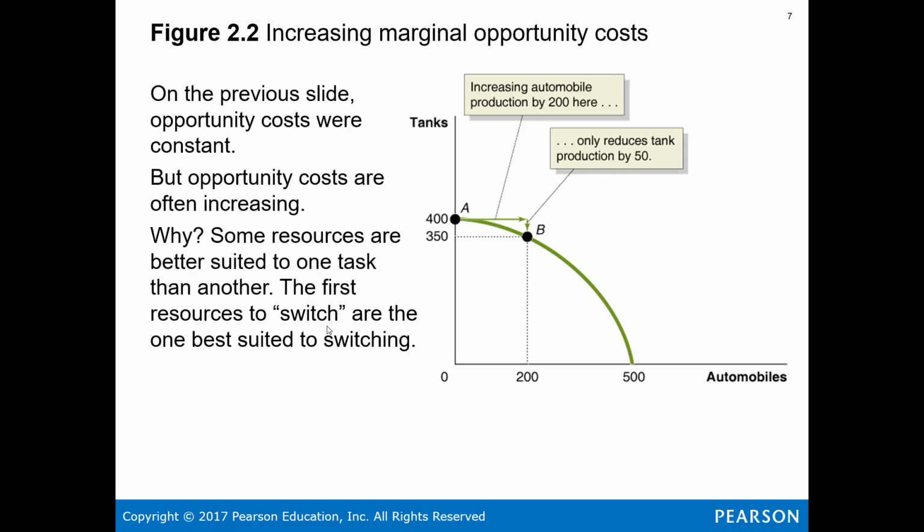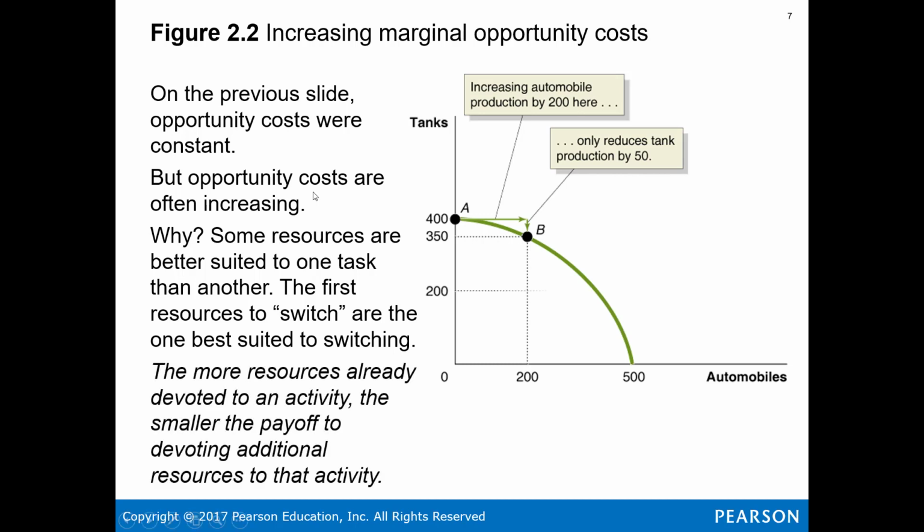On the previous slide, opportunity costs were constant, but opportunity costs often increase. Why? Because some resources are better suited to one task or another. The first resources to switch are the ones best suited for switching. So in this instance, we can produce 0 automobiles and 400 tanks. On the next one, we produce 350 tanks and 200 automobiles. It only reduces tanks by 50 and increases automobiles by 200.